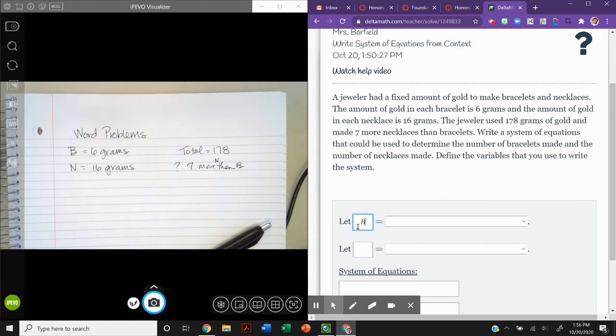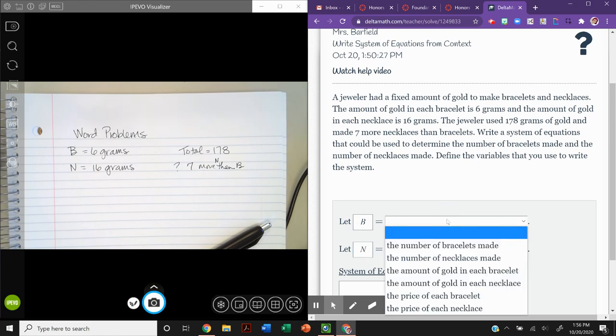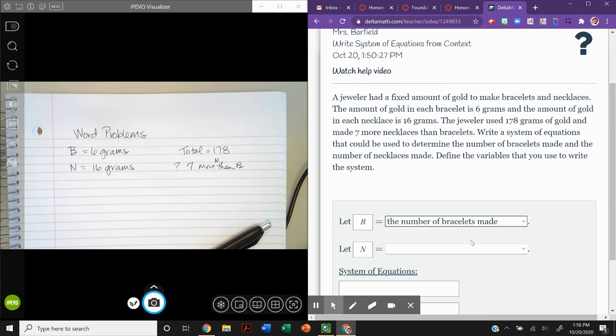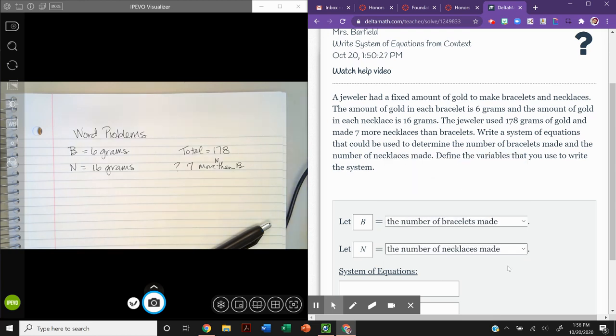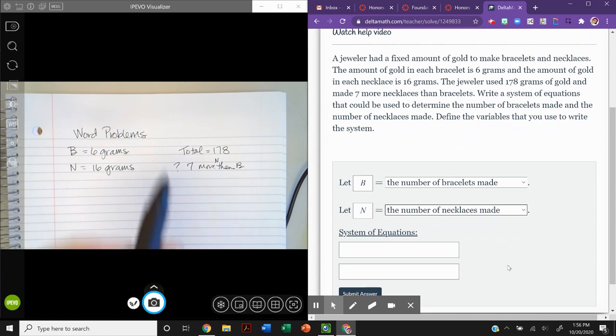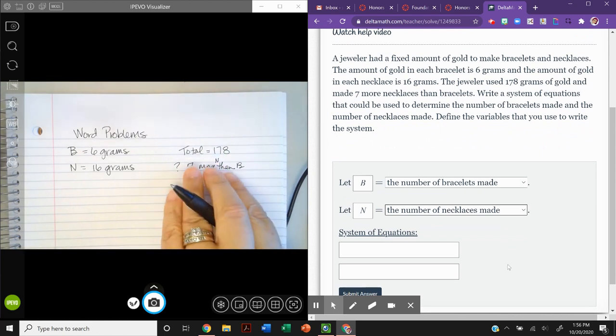All right. So bracelets, necklaces. And it told me in my sentence that that's going to be made. That's what we're looking for. Necklaces made. Okay, now I need to write the system of equations. If we're not sure about this one, we'll save this one for last.